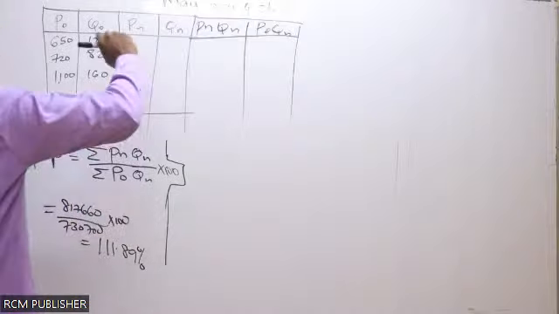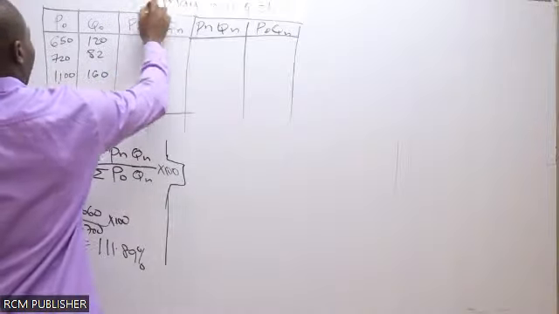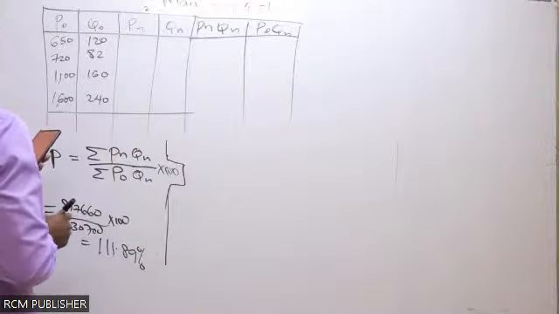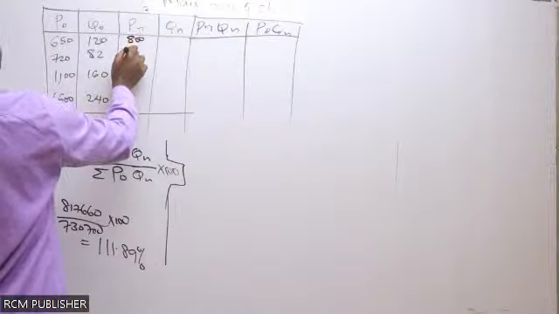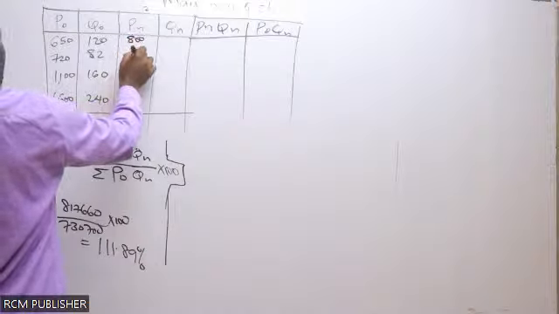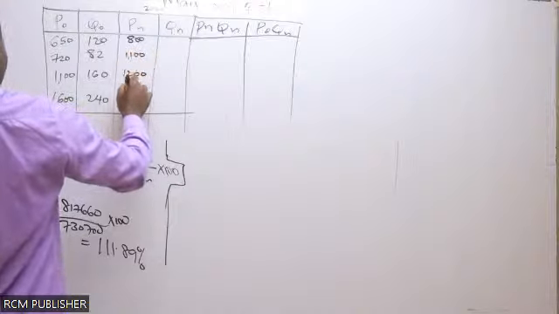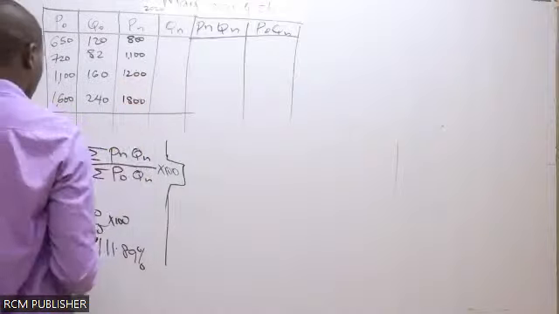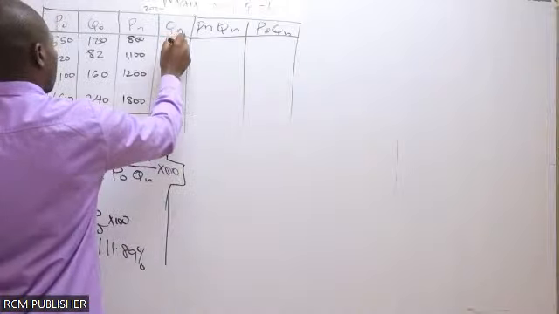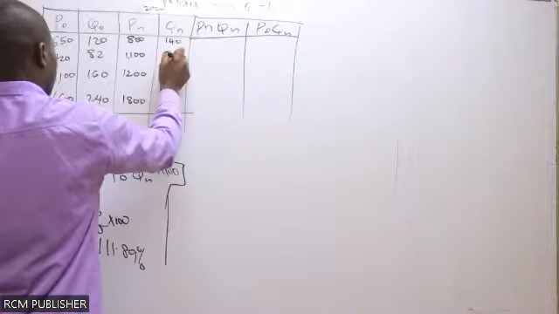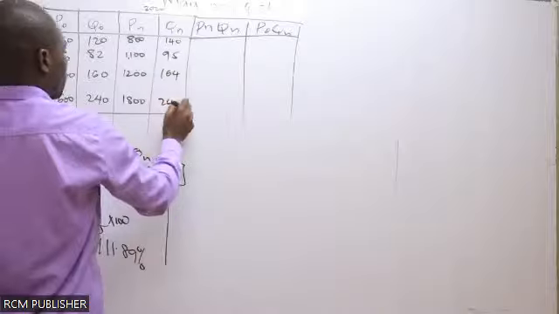Of course, our current year now for the next part of that question is 2020. So let's get the price of 2020 and quantity of 2020. Prices: 800, 1,100, 1,200, 1,800. Quantities: 140, 95, 164, 242.